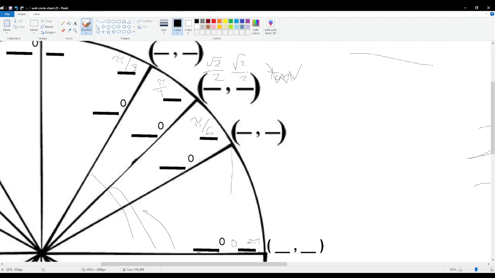You'd say x is farther than your y. There's more x than there is y. Okay? So then, in the 30s and the 60s, you only have two numbers you'll be using: 1/2 and root 3 over 2. Root 3 over 2 is larger than 1/2, by the way. So in this scenario, your x is root 3 over 2, and y is 1/2.